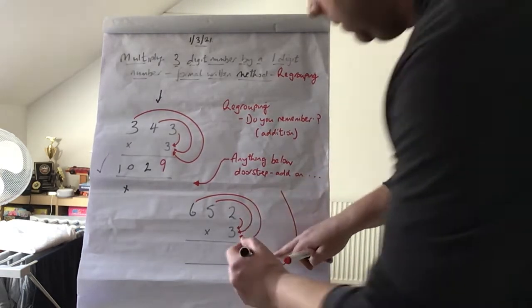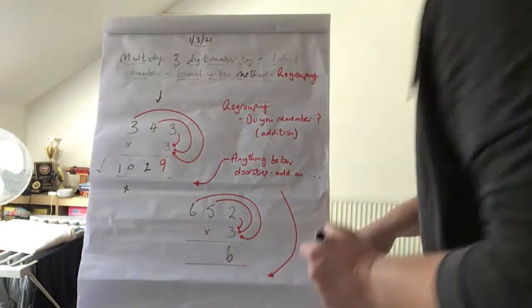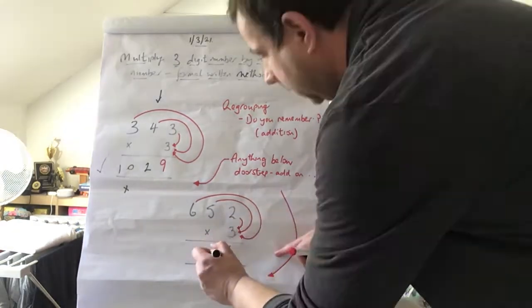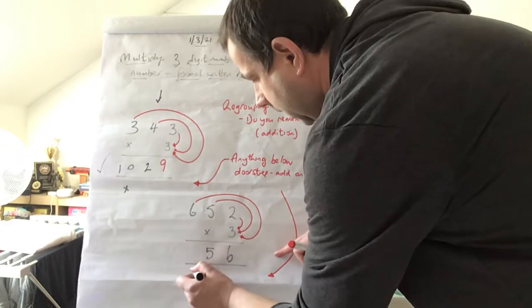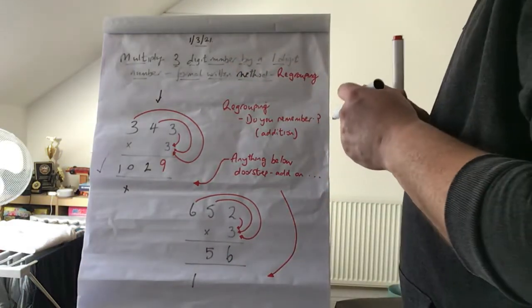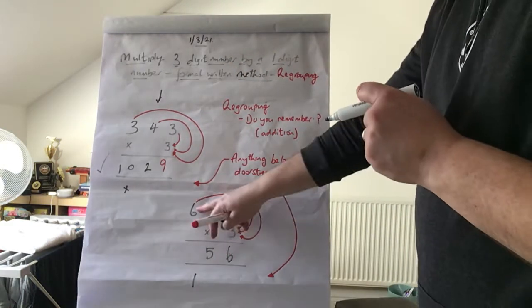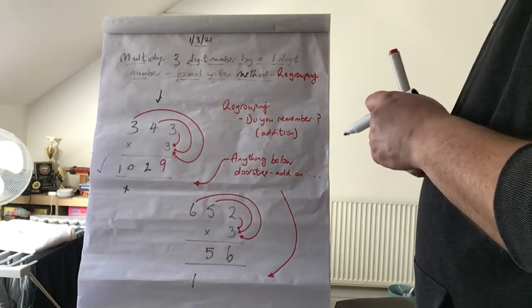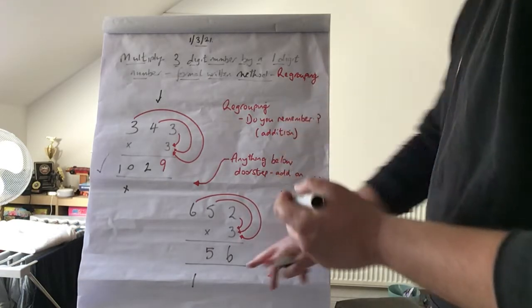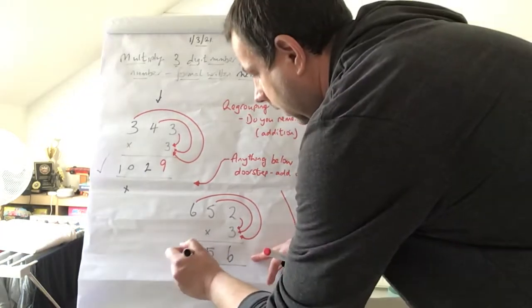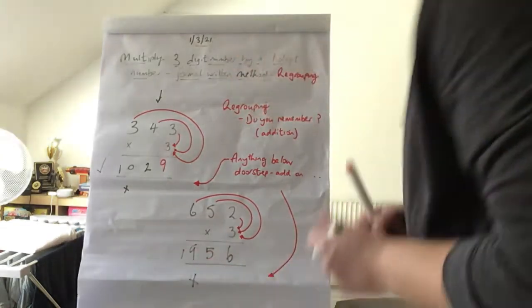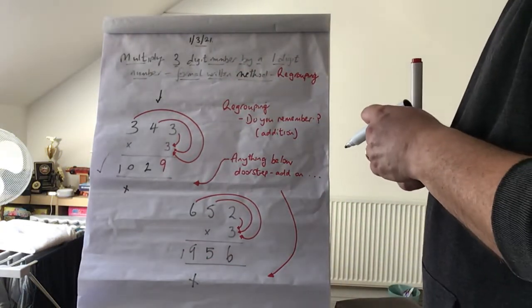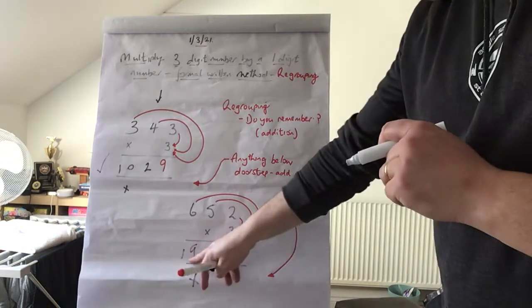2 times 3, 6. Hope you're all happy with that. 5 times 3 now is 15. So I'll put my 5 in my tens column and I'll carry my 1 over to the hundreds column. Look where I put it. 6 times 3, okay, so 6 times 3 is 6, 12, 18, plus 1 is 19. So that's 1,956. The last answer you write in full.